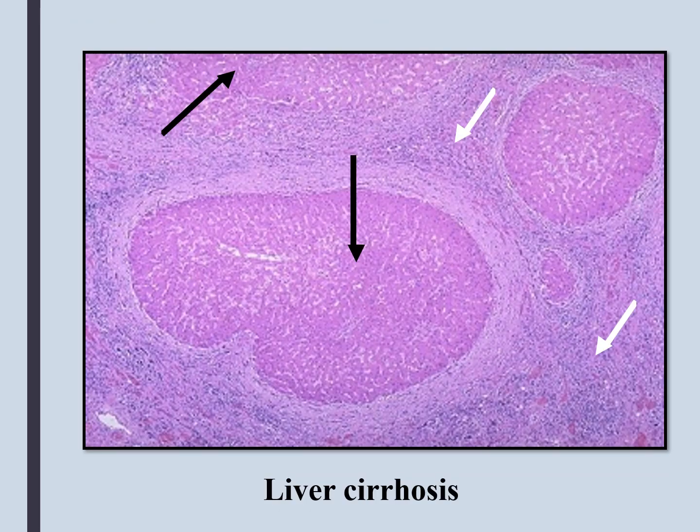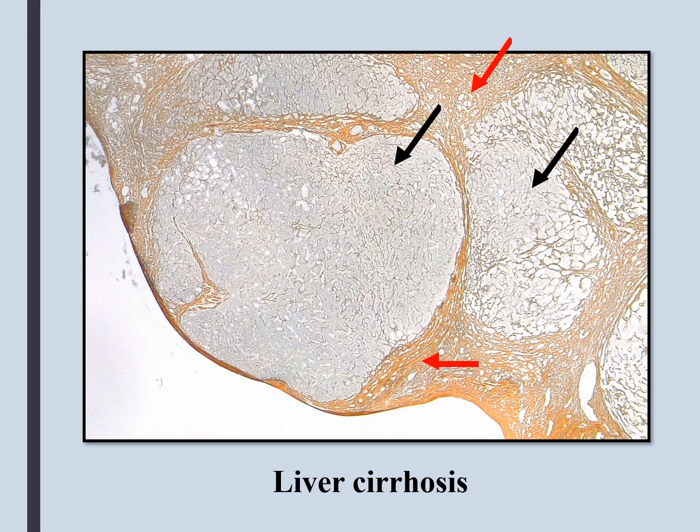This is also a case of liver cirrhosis, and we can all notice that the architecture of the liver is completely lost and replaced by a number of nodules of regenerating hepatocytes. The nodules are marked by the black arrows and are separated by broad bands of fibrous tissue that connect between the portal tracts. The bands of fibrous tissue are marked by the white arrows. Chronic inflammatory cells have infiltrated in the fibrous septa.